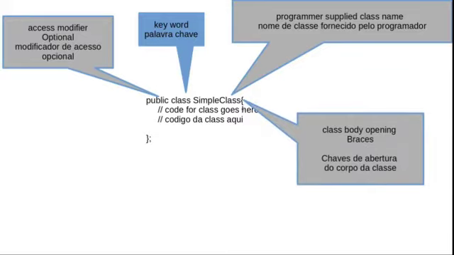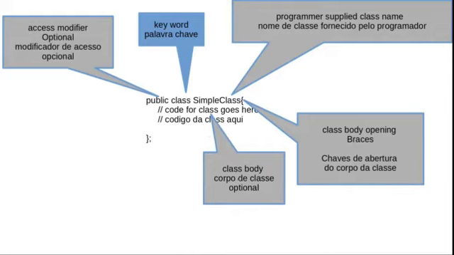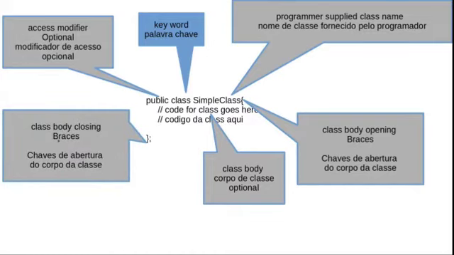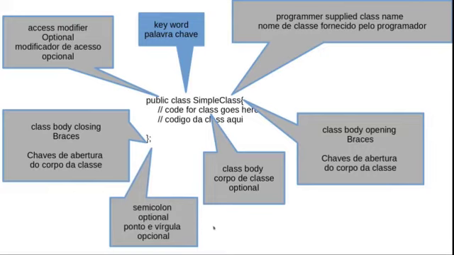Then you have to have an opening bracket for the code in your class. This is the class body. This is where your code will appear in this class. Then you'll have a closing bracket. Then you can also end it with a semicolon, which is optional. So this is the basic syntax or structure of your class.